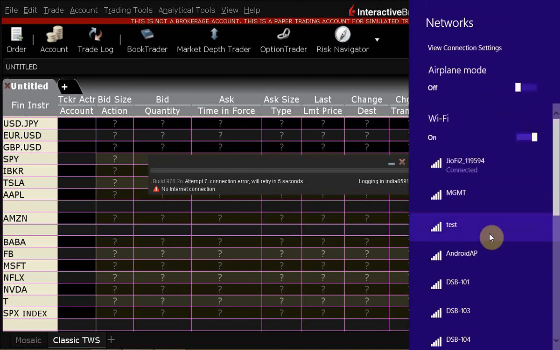What happened? This connection is limited. Why is this connection limited?